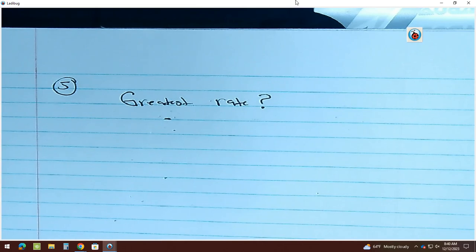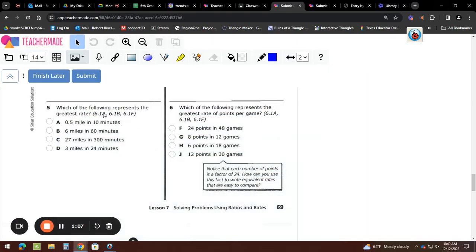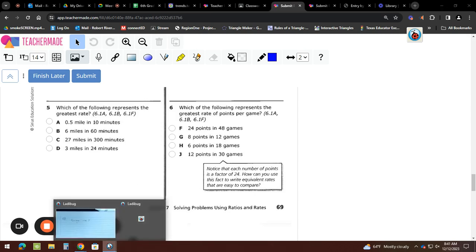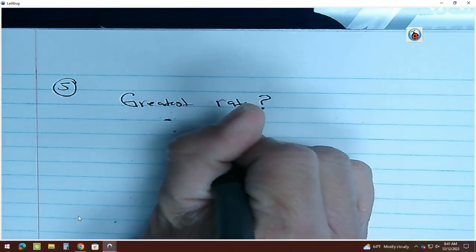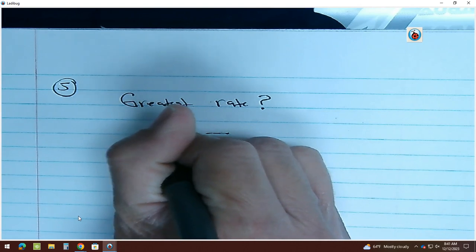Okay? Now, do we have any facts in the story? No, so I'm gonna have to use the choices. Okay? So since they wanted the greatest rate, I'm gonna start with choice A, 0.5 in 10 minutes. So I'm gonna do a proportion because of the word rate.